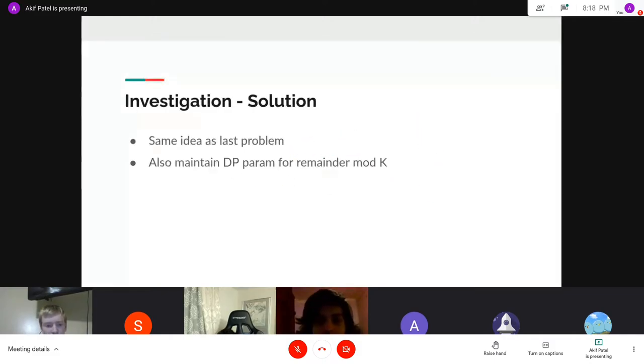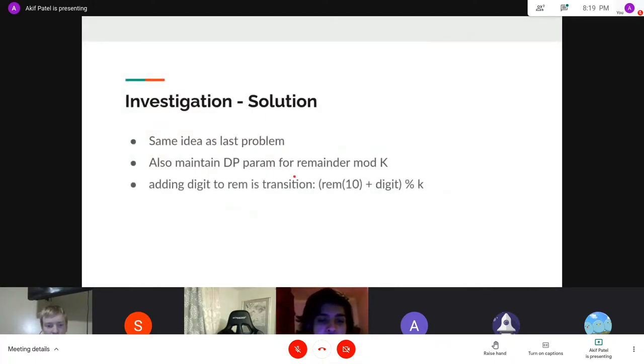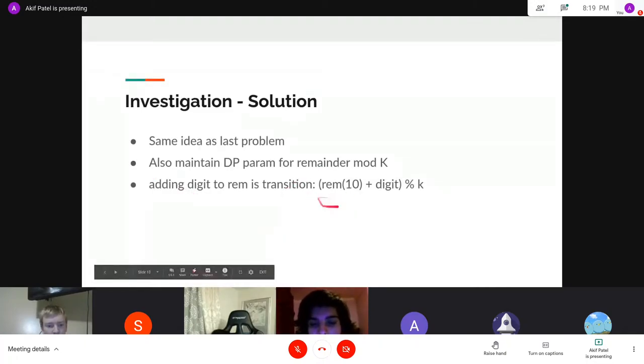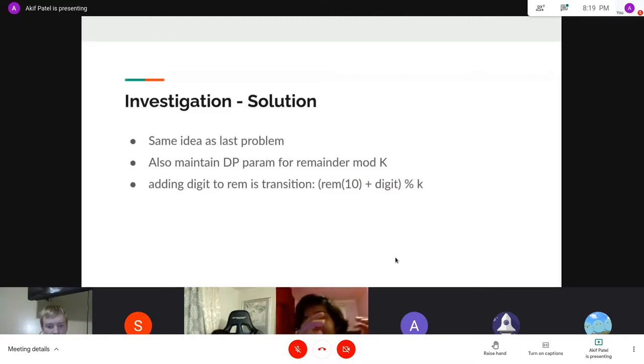And so instead of storing the actual value and then checking it mod k at the end, we can keep the dp state small by just modding by k every time. Now, when we're adding a digit in the transition, the way we add it is by multiplying the old remainder by 10. Because if we have a prefix, and that's the value mod k, we shift it one to the left, which is multiplying by 10, and then we add the new digit to it, and then mod the entire thing by k again, right? So that's what adding a digit to a number means. We shift it to the left, which is multiplying by 10, and then plus d.